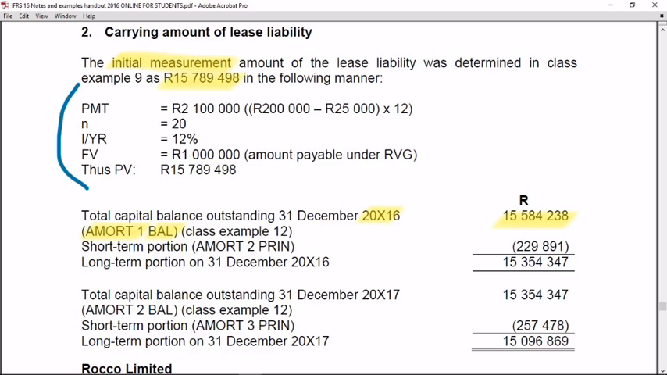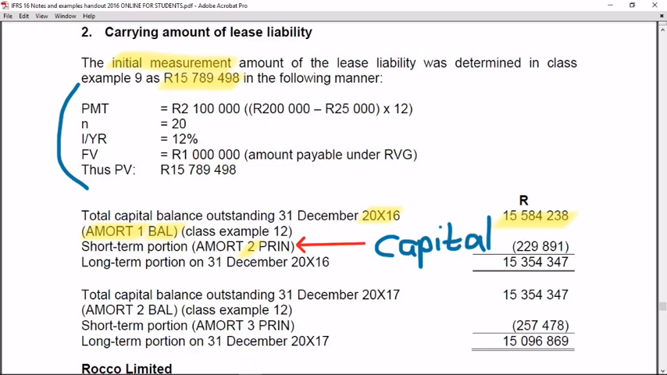Of that balance, the portion that will be payable within the next 12 months, which would represent the short-term portion, is then the second period, the next year. We're busy with the first year, so it's the next year's amort function, but now you only make use of the principal variable, the capital portion that will be paid within the next 12 months. That represents your short-term portion. If you then deduct the short-term portion, it gives you the long-term portion on 31 December 20x16.